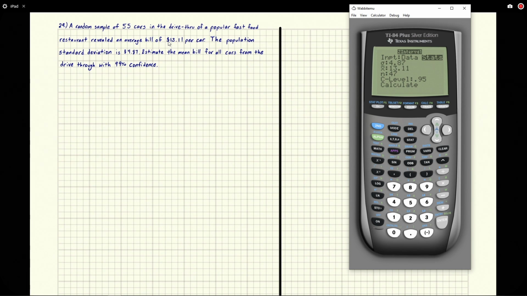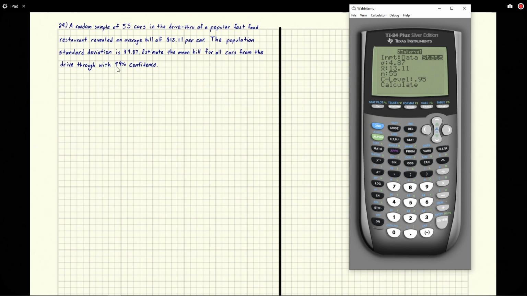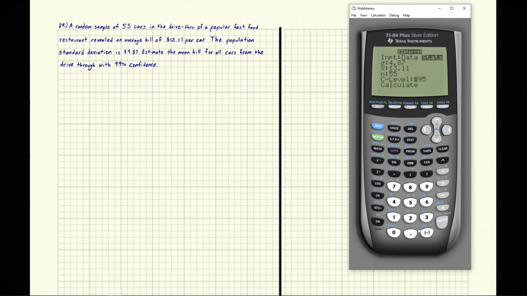So we put in $13.11. Now keep in mind, this is a sample mean. It came from our sample of 55 cars, right? We want to use our sample information to estimate the true mean of all cars that come in. And so our n is 55. We just plug that in. Our confidence level is 99%, so we change this to 0.99. And we hit calculate, and it spits it out for us in interval notation.